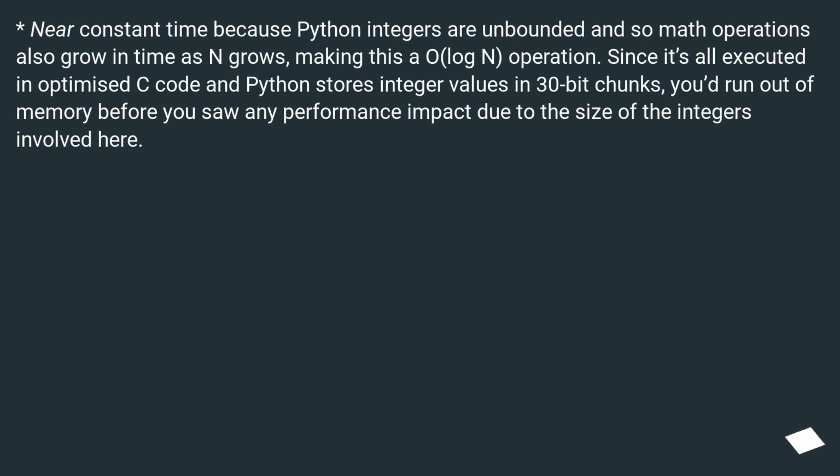Near constant time because Python integers are unbounded and so math operations also grow in time as N grows, making this an O(log N) operation. Since it's all executed in optimized C code and Python stores integer values in 30-bit chunks, you'd run out of memory before you saw any performance impact due to the size of the integers involved here.